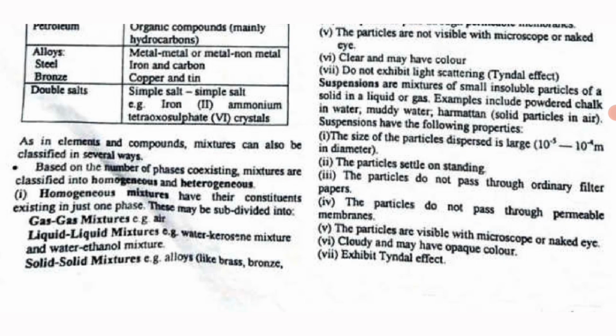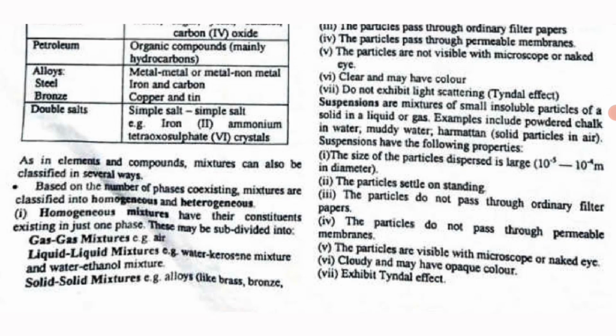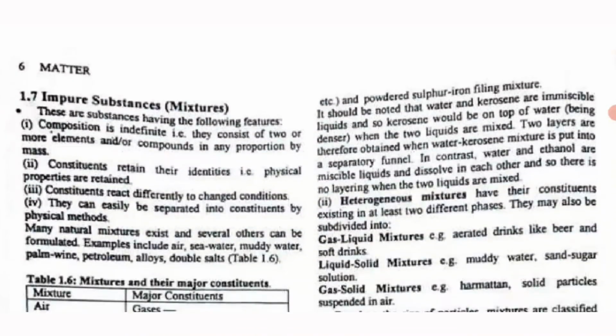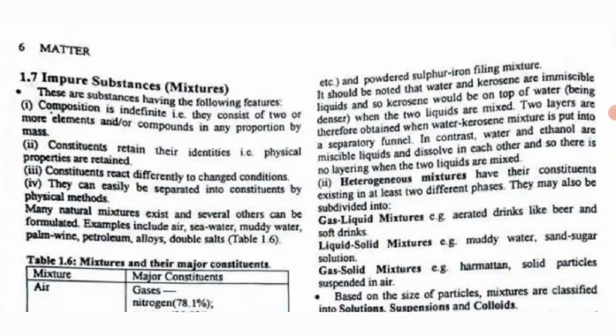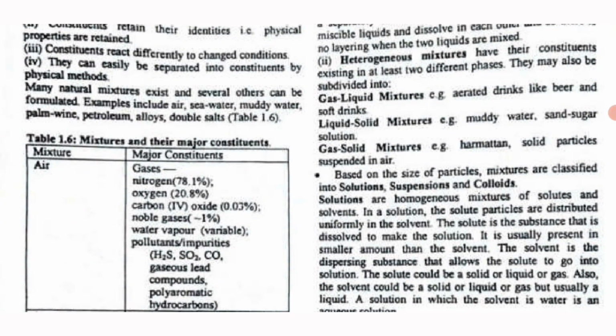Liquid to liquid, we have water kerosene mixture, water ethanol mixture. Solid to solid, we have alloys like bronze, etc., and powdered sulfur iron filing mixture. Okay, it says it should be noted that water and kerosene are immiscible. We'll talk about that when talking about the separation techniques. And so kerosene would be on top of water because it is less dense. When the two liquids are mixed, two layers are therefore obtained when the water kerosene mixture is put into a separatory funnel. In contrast, water and ethanol are miscible liquids. Now, miscible means they can mix, and dissolve in each other so that there is no layering when the two liquids are mixed.